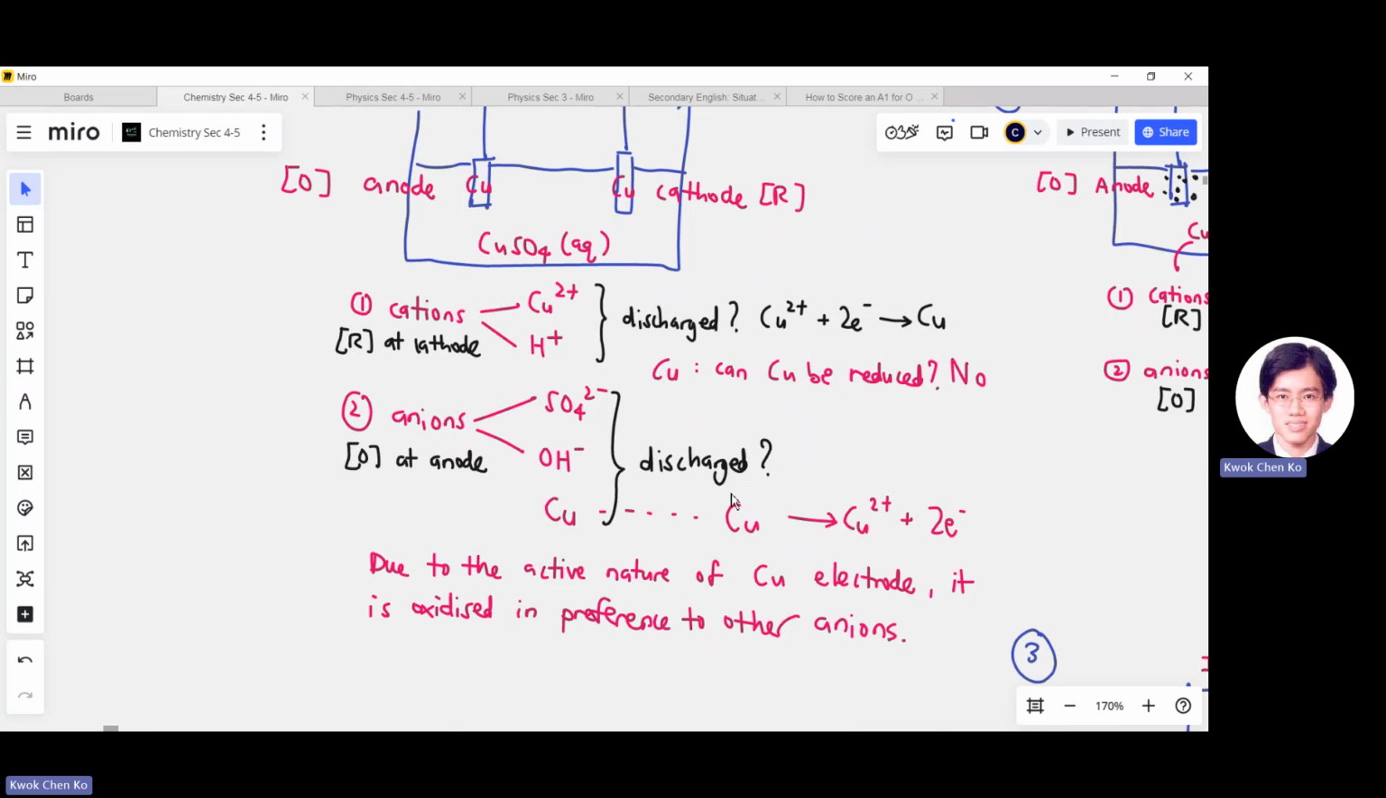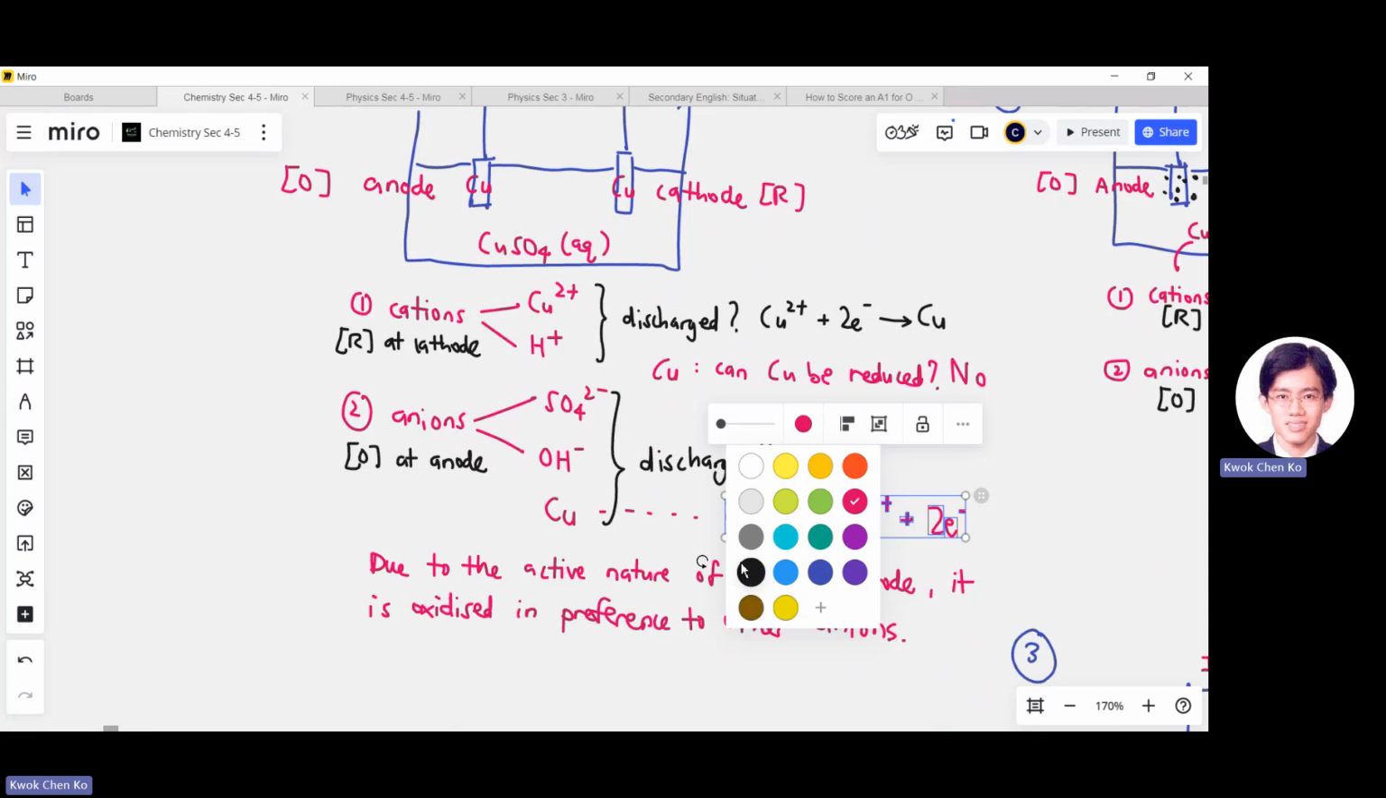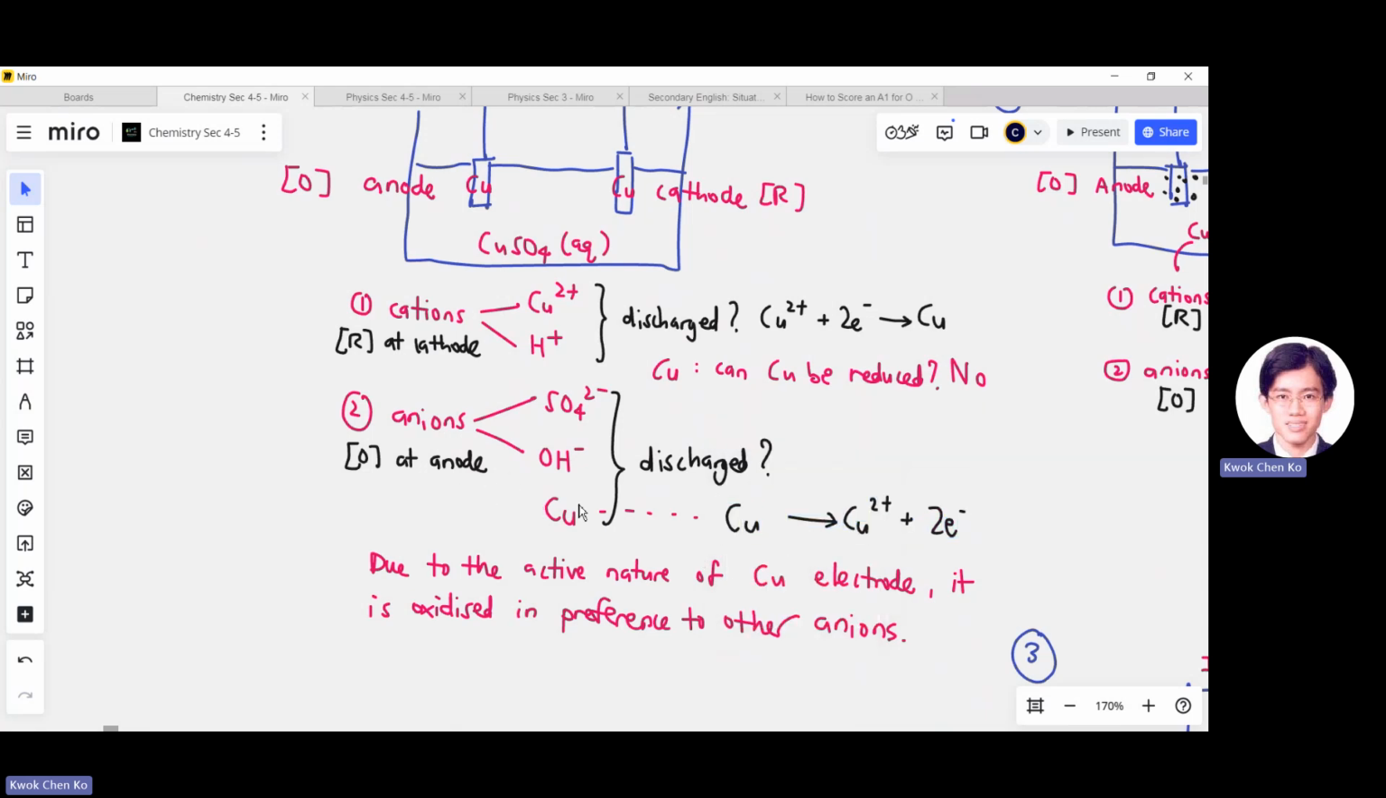So that is the reaction you may want to highlight. This is an exception due to the special condition of the electrode. Your electrode is copper, so it's active and it can be oxidized, even though it cannot be reduced. Okay, Ken?